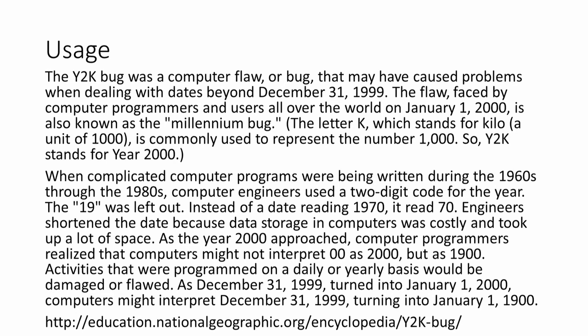Engineers shortened the date because data storage in computers was costly and took up a lot of space. As the year 2000 approached, computer programmers realized the computers might not interpret 00 as 2000, but as 1900. Activities that were programmed on a daily or yearly basis would be damaged or flawed. As December 31, 1999 turned into January 1st, 2000, computers might interpret it as January 1st, 1900.